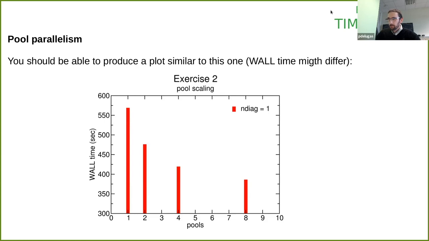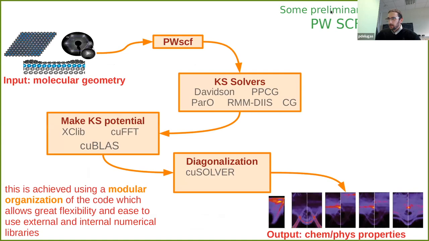So okay, this is for the MPI parallelization with 10 pools. Now let's go to the second stage.